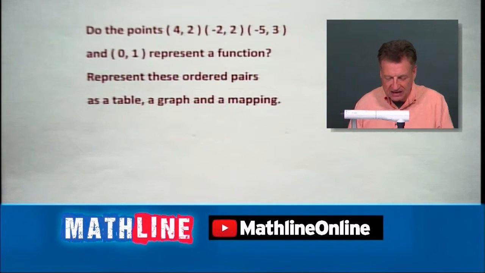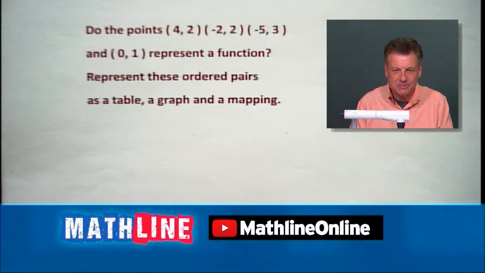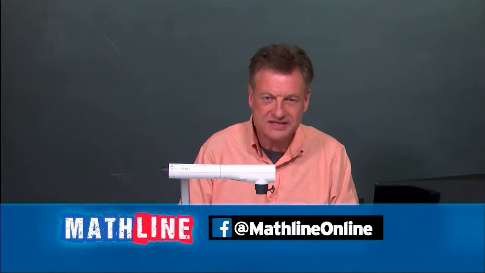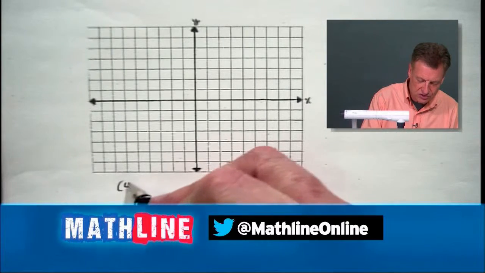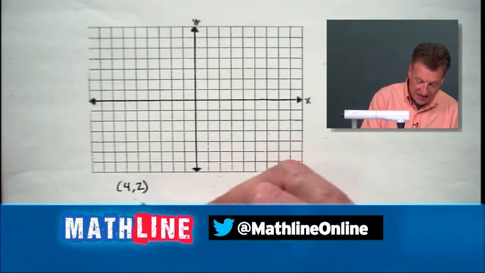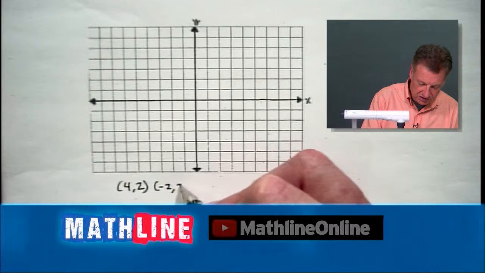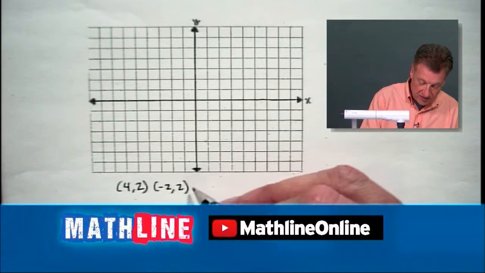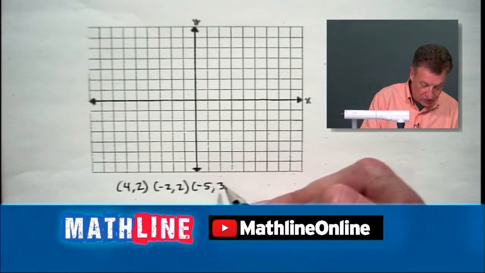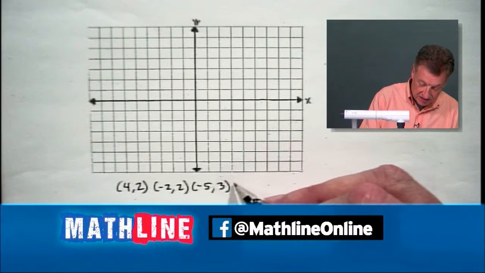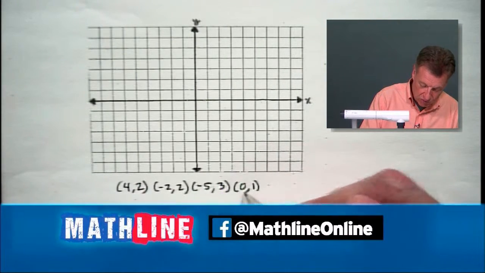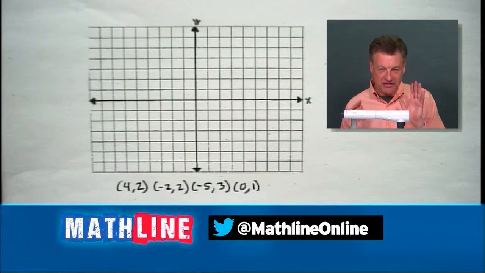So if you'll let me take this away for you a minute. We're going to put some of these things first on a graph. And first thing I need to do is regroup and tell you what those points were once again. I believe we've got 4, 2. We've got -2, 2. We've got -5, 3. And 0, 1 working for us. What we're going to do, we're going to plot these on the graph.